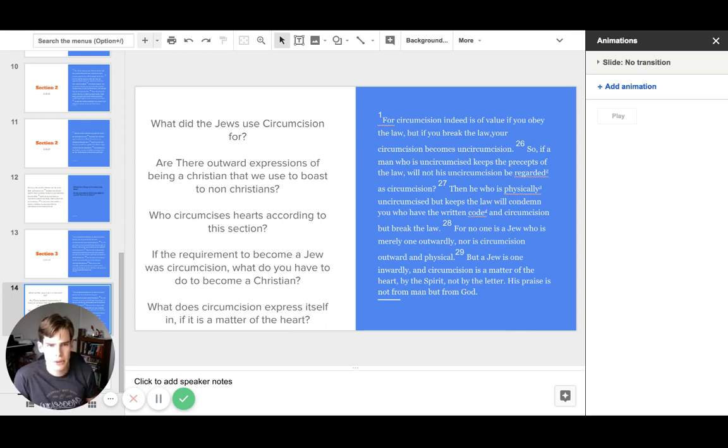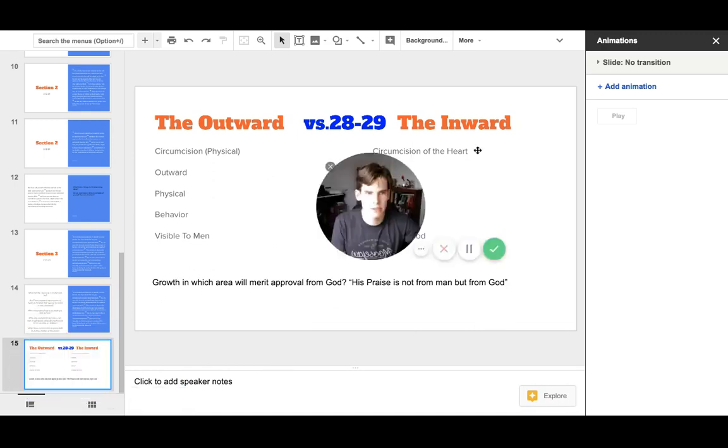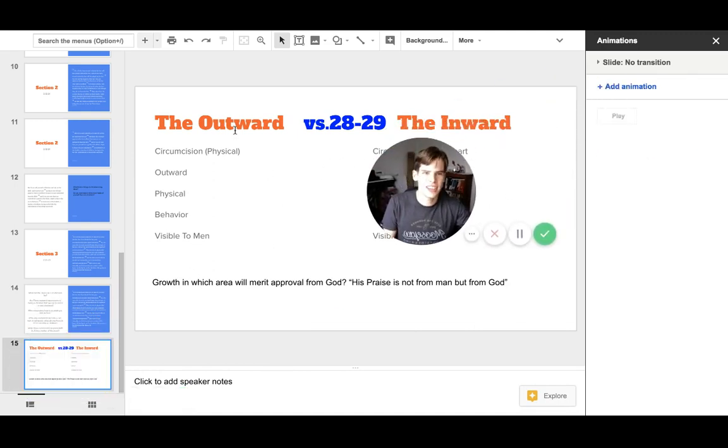And then finally asking the question, what does circumcision express itself in if it's a matter of the heart? And this hopefully could be a way to bring full circle some of the questions that you maybe were wrestling with at the beginning of it. And there's just one thing I want to illustrate that you could draw out and illustrate in the same way that I think is kind of cool. Don't pay attention to the right side here yet. So this is the outward versus the inward according to verses 28 through 29.